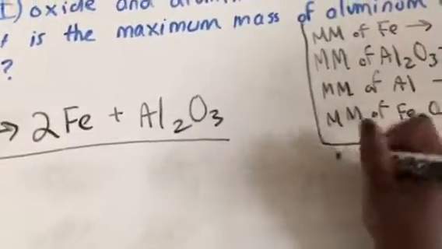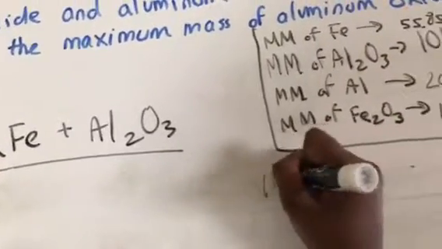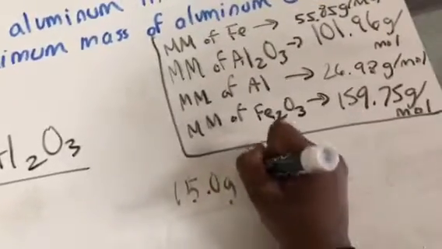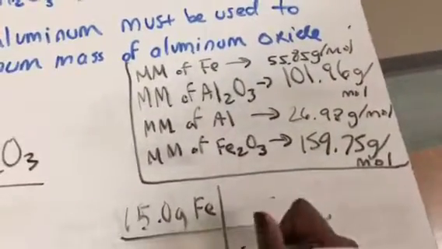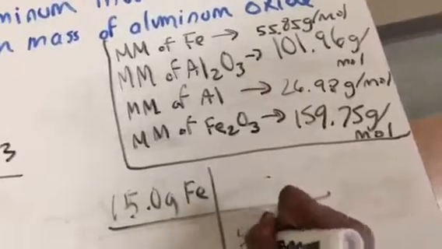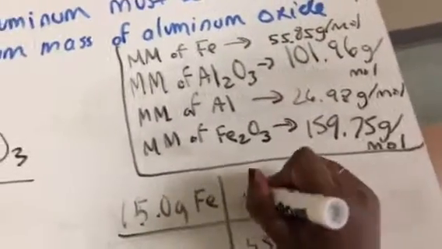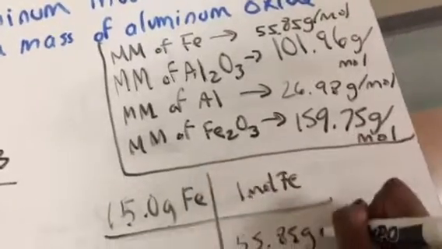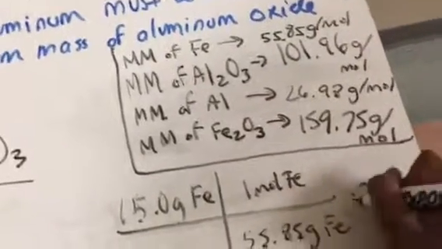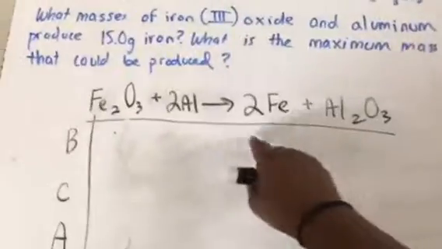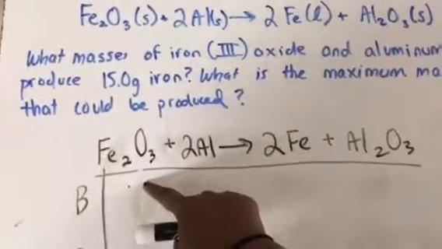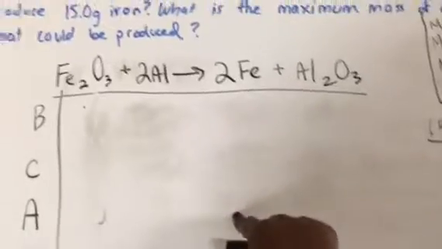So let's do that. 15. And notice up here, I made a little cheat sheet for all our molar masses, so it can be easier for us to proceed. 55.85 grams per 1 mole iron. And that will give us 26.9 moles of iron. Okay, we can plug that into our BCA table, but notice how iron is a product and not a reactant. So we have to put that down here.